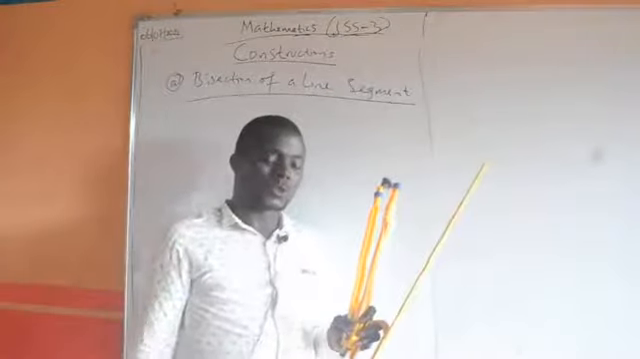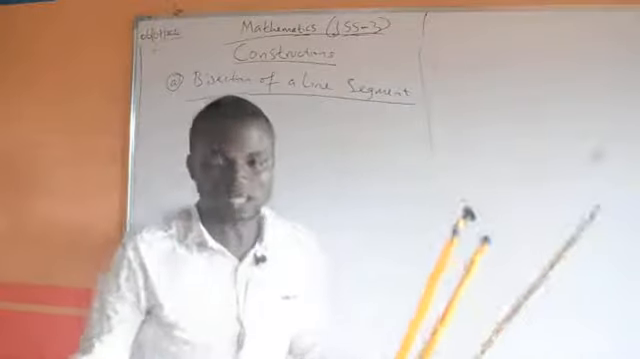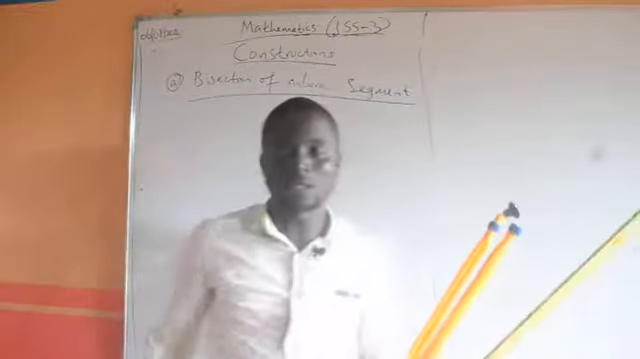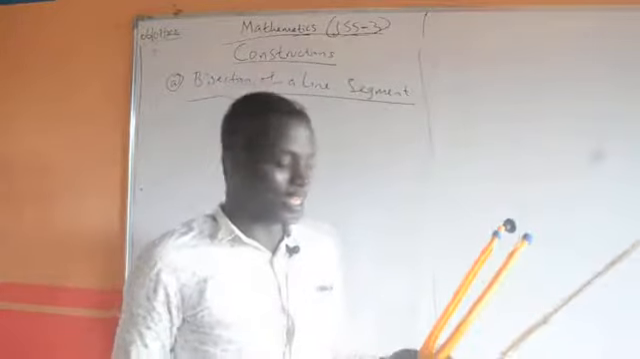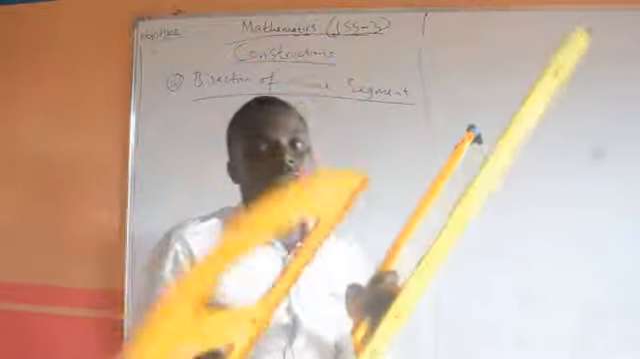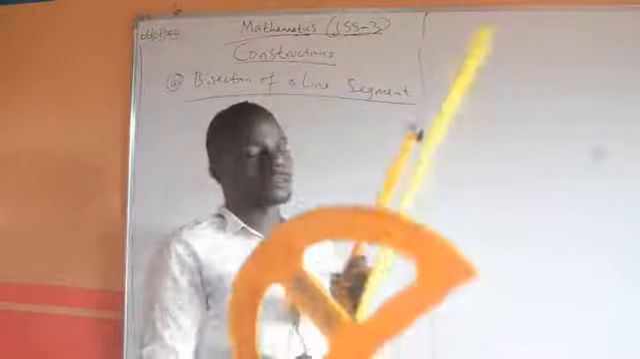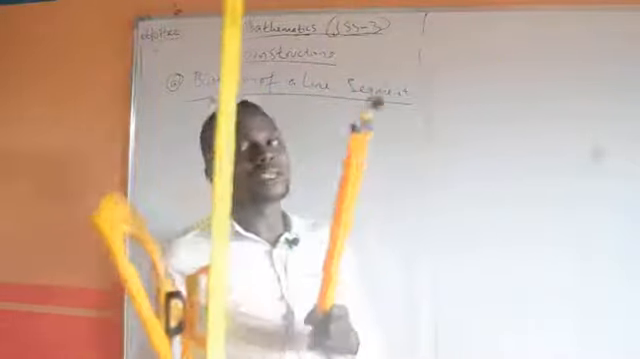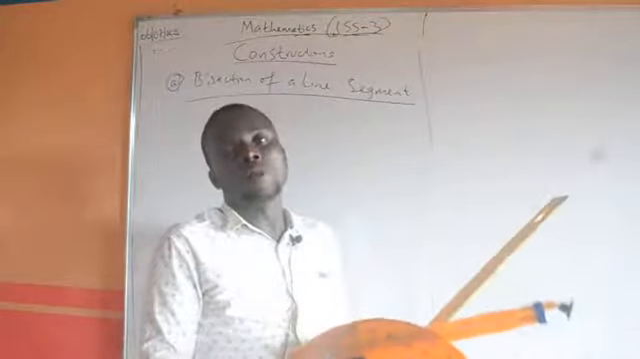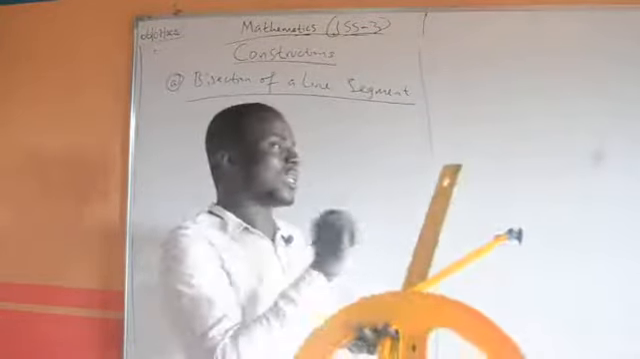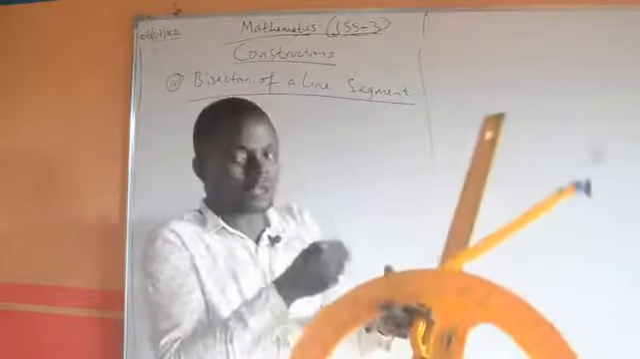We want to draw a line and bisect it, divide it into two equal parts. We call that a perpendicular bisector, which bisects it at 90 degrees. So let's draw a line. All of you, bring out these three things from your mathematical set: your protractor, your ruler, and your pair of compasses. Make sure that your pencil is well sharpened. Sharpen your pencil with your razor blade. Don't use a sharpener so that the tip will be well pointed.